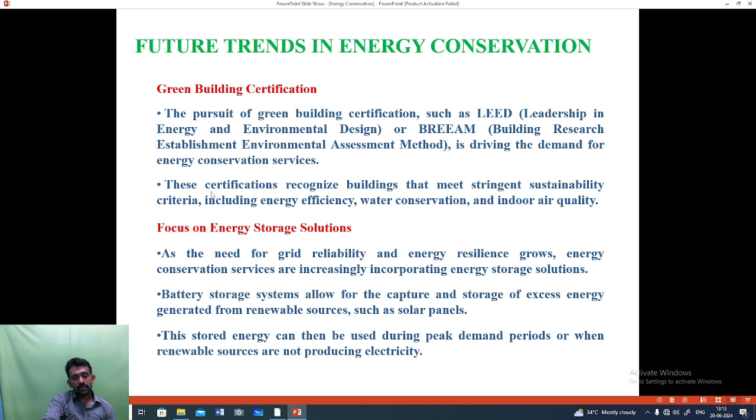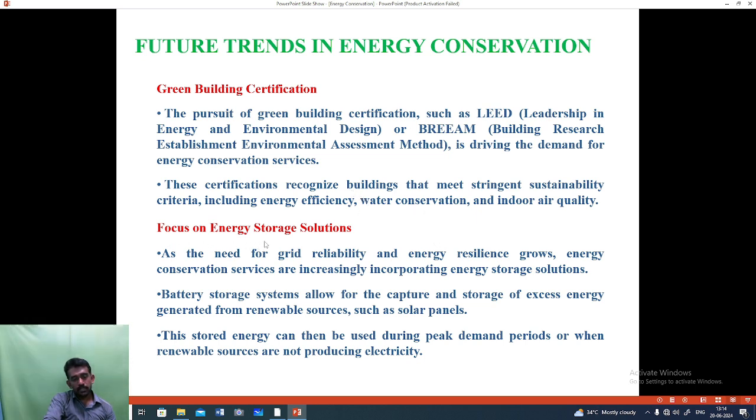And coming to the next, these certifications recognize buildings that meet stringent sustainability criteria. Very sensitive sustainability criteria are followed in some urban areas. So there the certifications, LEED and BREEAM, are highly important, including energy efficiency, water conservation and indoor air quality to promote health and other benefits.